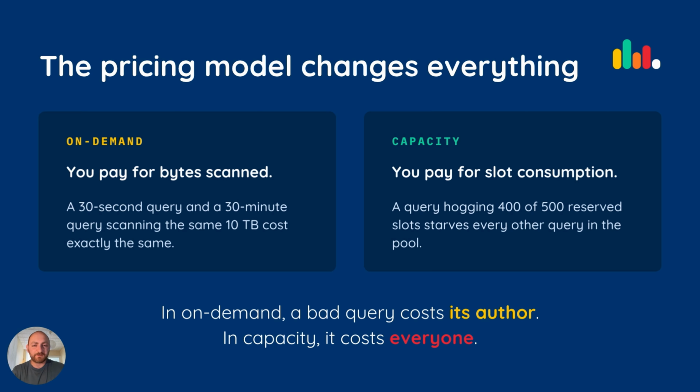But in capacity pricing, you reserve a fixed pool of slots, say 500, and every query in your team shares it. Now, bytes scanned doesn't directly matter. Slot consumption does. A query that hogs 400 slots for 10 minutes starves every other query in the reservation. They queue or they lag. Every operation has two costs: a bytes scanned cost and a slot consumption cost. Most advice you read addresses only the first. The execution model, everything in this video, is how you reason about the second.